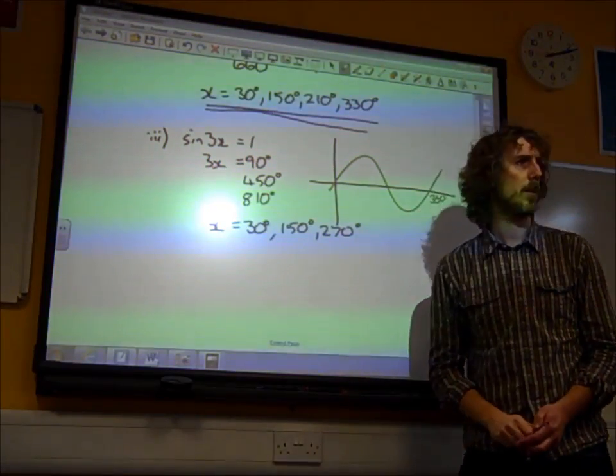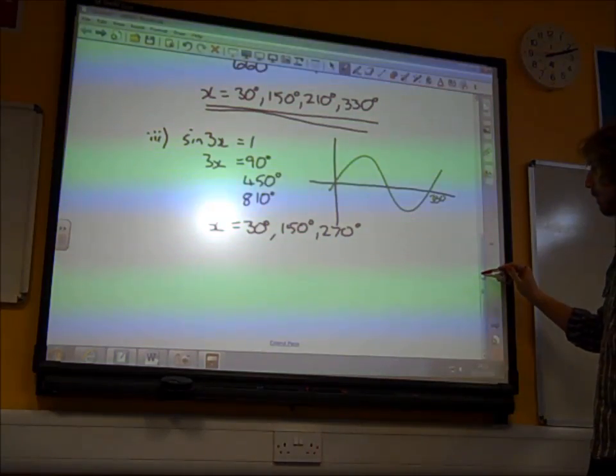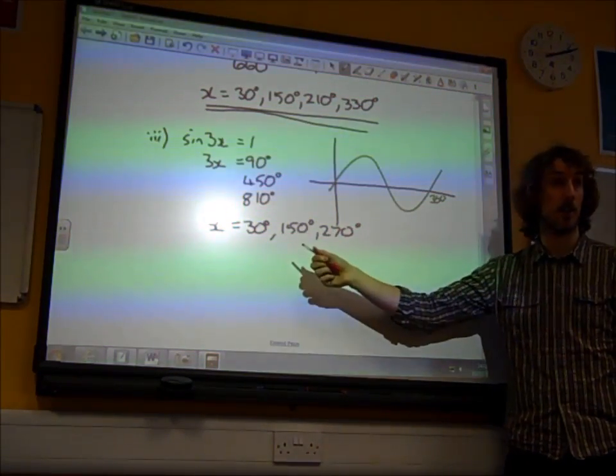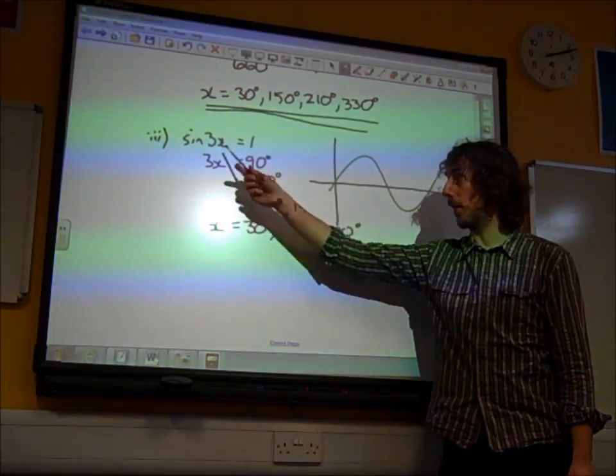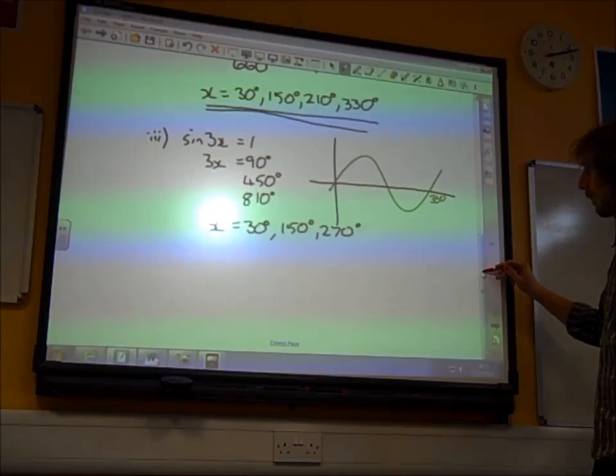That would be the 3. Aha, there we go. Just 2 marks for that one. Remember, we can check these in my calculator at the end, so we can try doing sine of 3 times 150 and make sure it gives us 1.